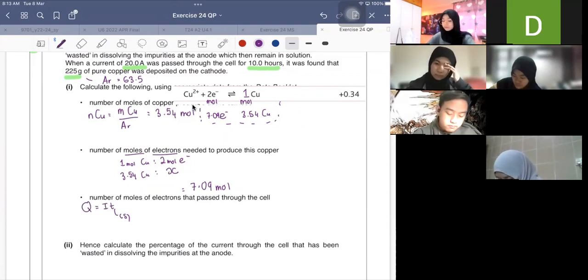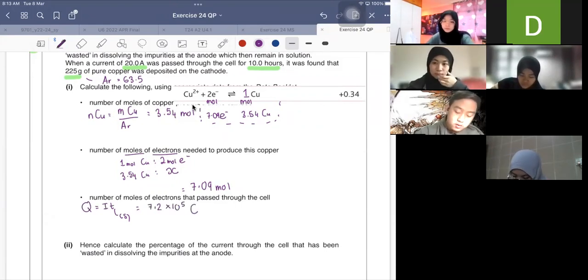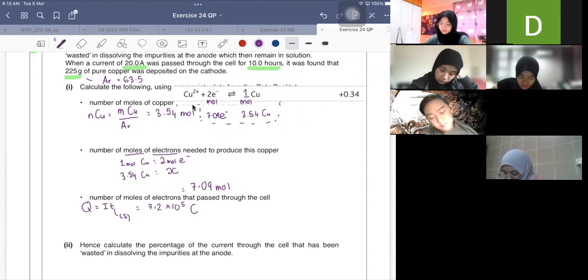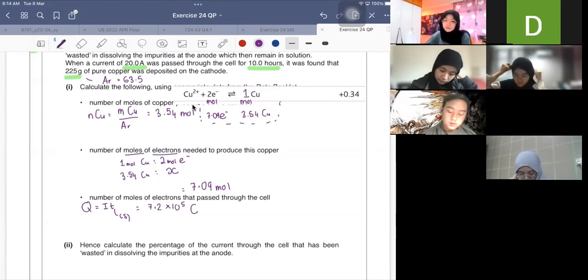You should get 7.2 times 10 to the power of 5 coulombs. All right, so where are we going with this? Actually, we have to find two amounts of electricity charges. Basically, we want to find two numbers, okay?